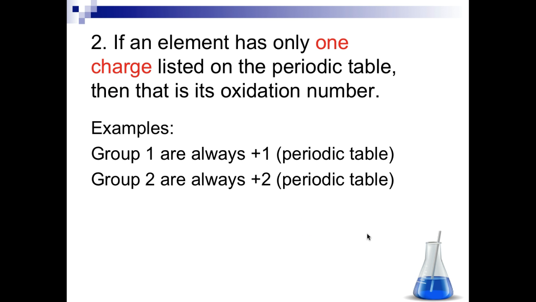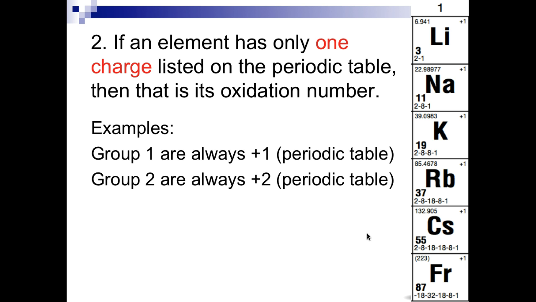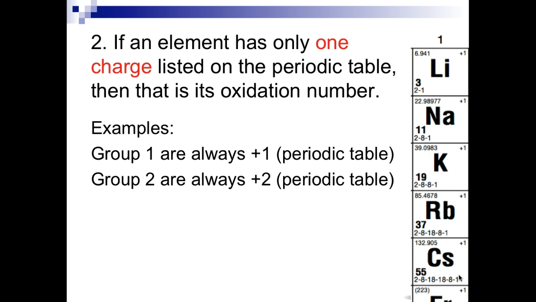So, number 2, if an element has only one charge listed on the periodic table, then that is its oxidation number. So, for example, group 1 elements, if you're looking at a compound and I ask you to identify an oxidation state, if it's in group 1, it's always going to be +1 on the periodic table, and if it's in group 2, it's always going to be +2 on the periodic table.